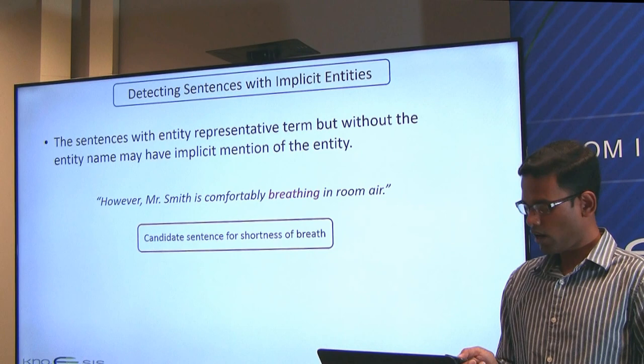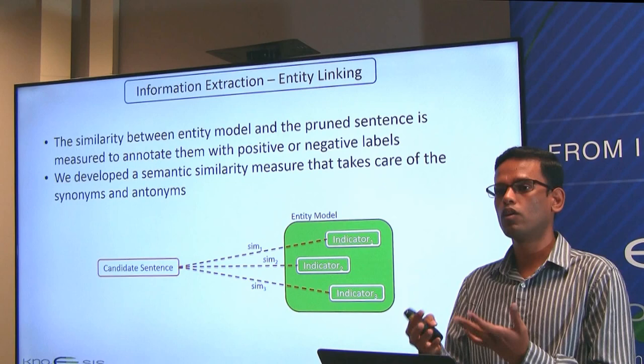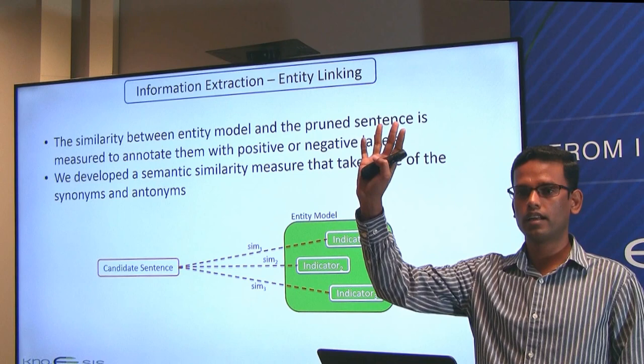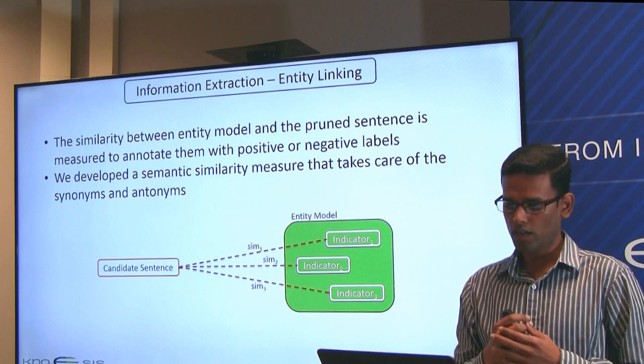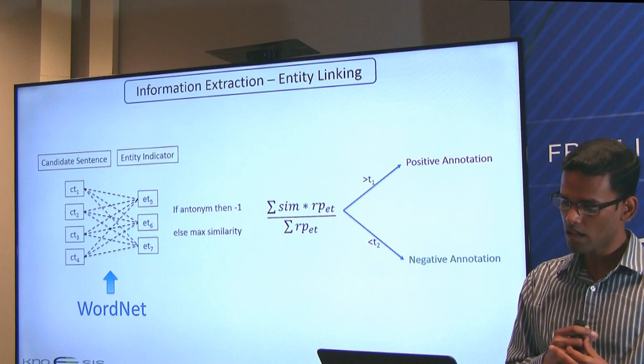Once you identify such sentences, we need to perform information extraction that ultimately tells you whether it has a positive mention or a negative mention of shortness of breath. This is done by comparing the candidate sentence with the models that we created about the entity. We created the models of entities from the knowledge, and we are comparing these two. Ultimately we compare the sentences with each entity indicator and calculate the similarity.